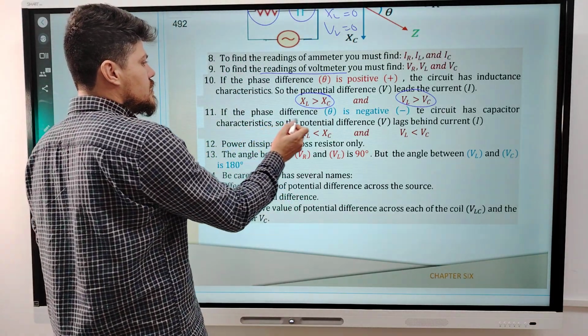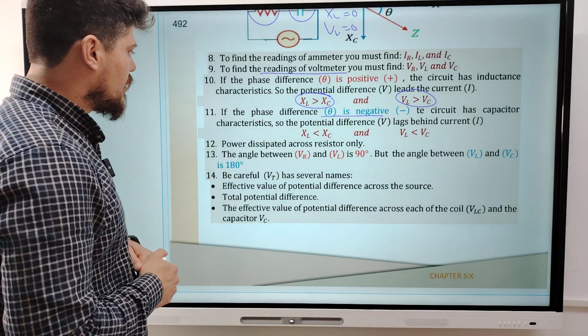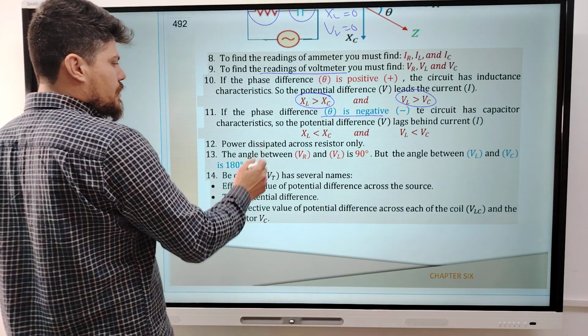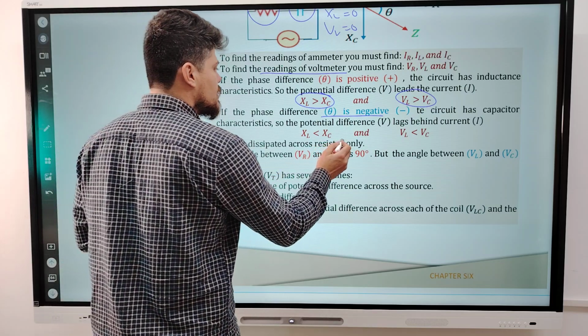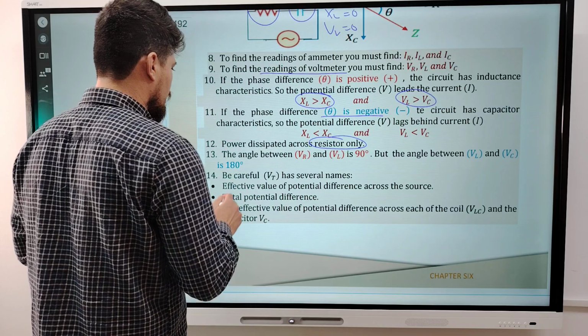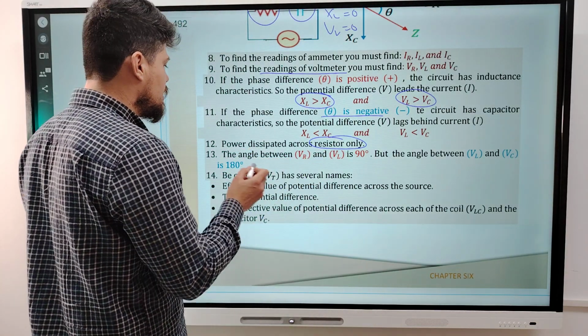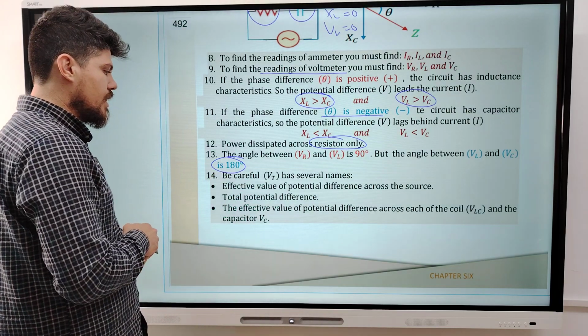But if the phase difference is negative, it means that XL is less than XC. The power dissipated, or the energy lost, is across the resistor only, and it doesn't depend on the frequency. The angle between VR and VL is 90 degrees, and between VL and VC is 180 degrees.